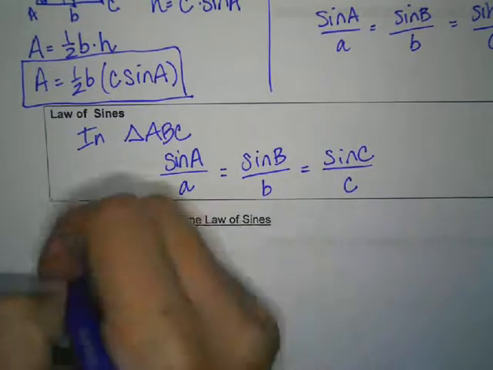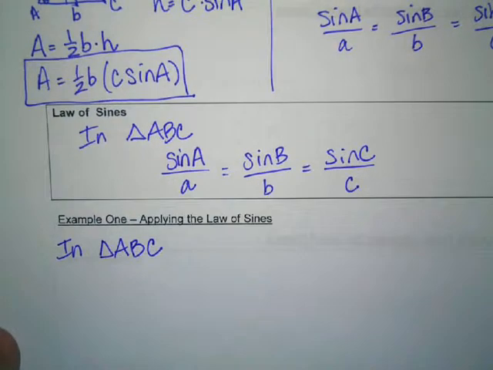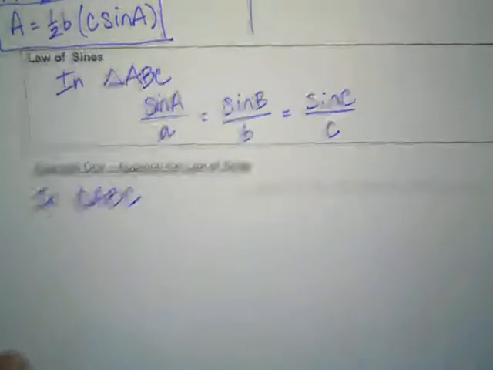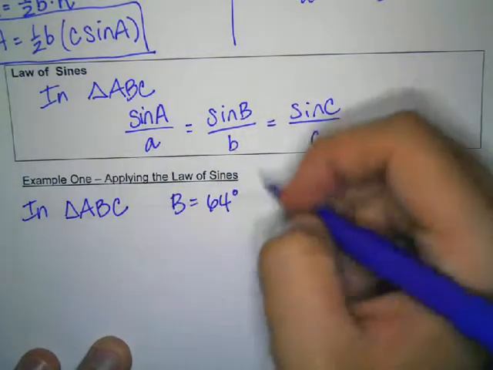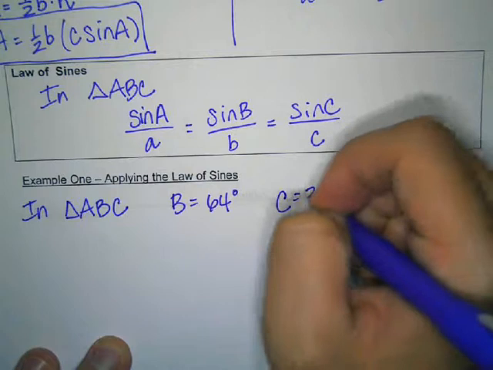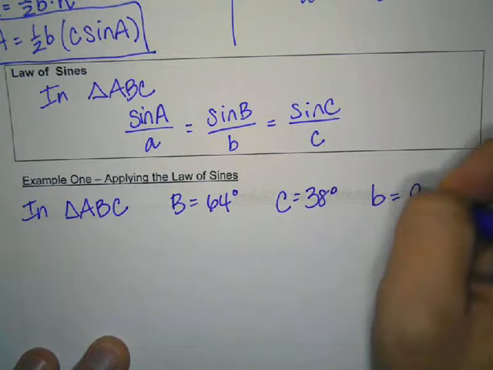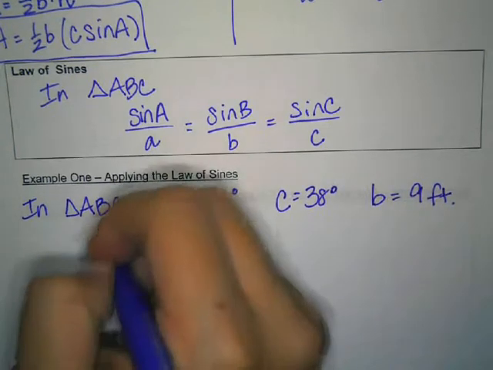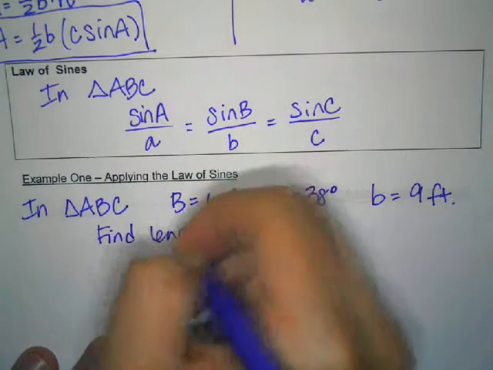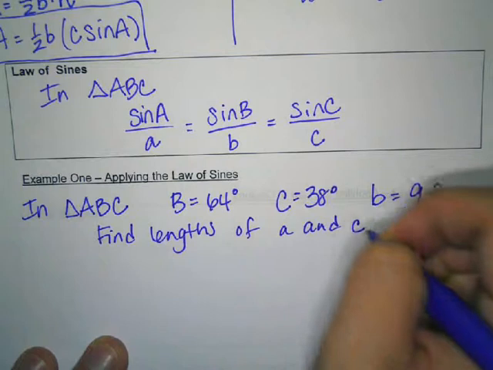All right, so the first example we're going to look at is this triangle. We're going to just use ABC again. So in triangle ABC, angle B is going to be 64 degrees. Angle C is going to be 38 degrees. And side B is going to be 9 feet. And I want you to find the length of A and C.